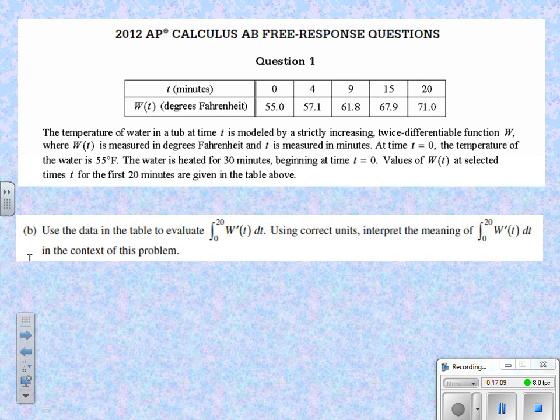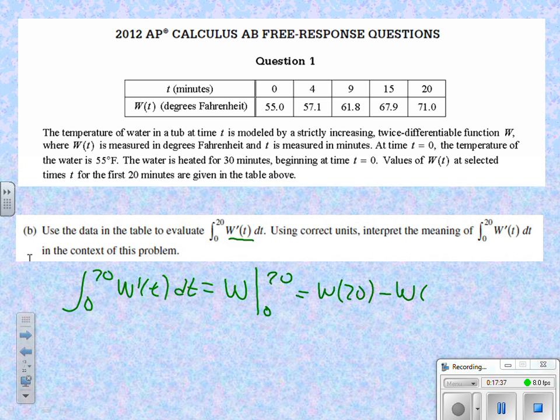Now they want me to integrate w prime. Well, I like that. I like to integrate derivatives. And the table is giving me w. That's all I need. What is the integral from 0 to 20 of w prime supposed to look like? W from 0 to 20, it's w of 20 minus w of 0. Those two values are in the table. 71 minus 55.